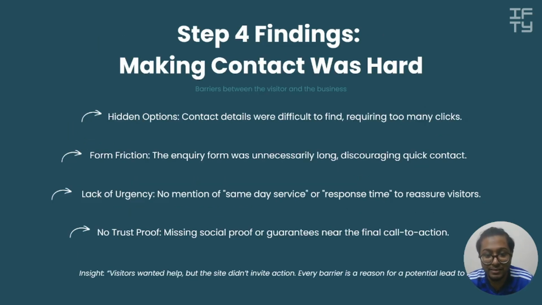So next finding is making contact was hard. What does that mean? Four barriers between the visitor and business. It can be hidden options, like contact details requiring too many clicks to find. Form friction, the inquiry form was way longer than it needed to be. No urgency, nothing like same day service, or we reply within the hour, or we reply immediately.